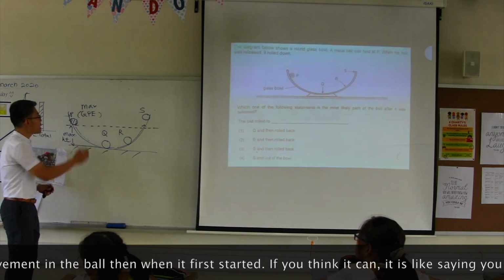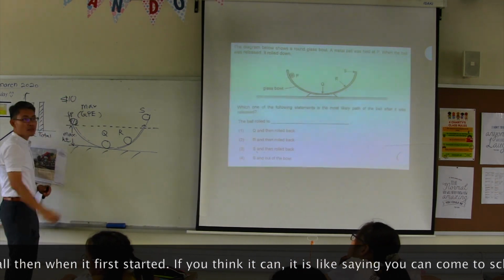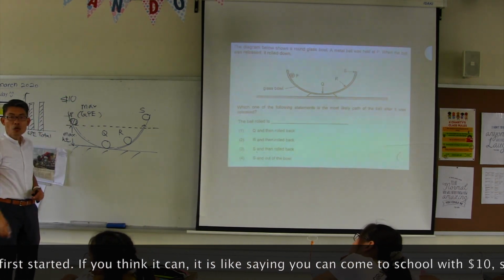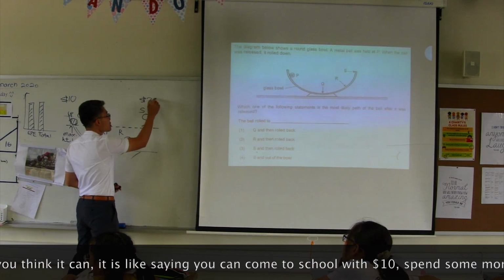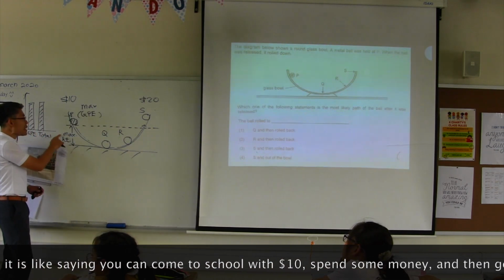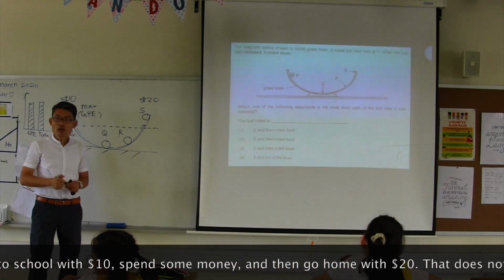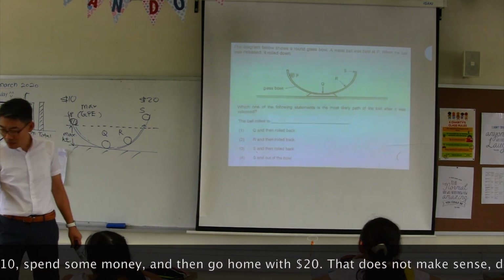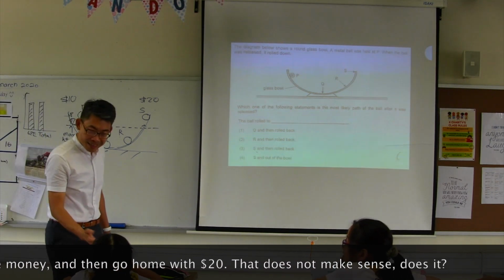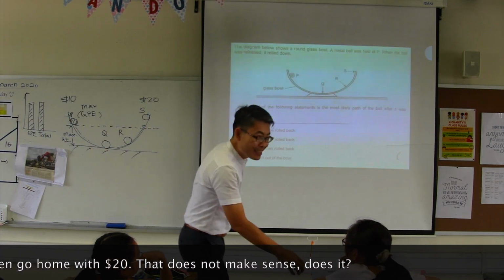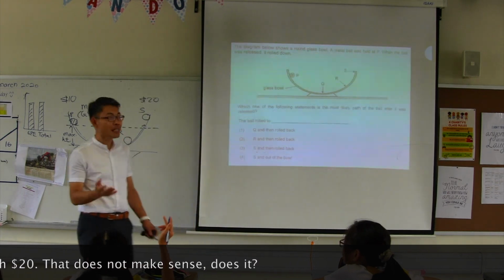It's like I come to school with $10 in my pocket, and then I go home with $20. If my starting maximum is $10, I can't go and say, hey, give me money. It's like potential money, cannot be the case, right?